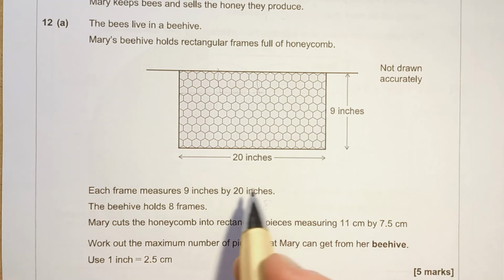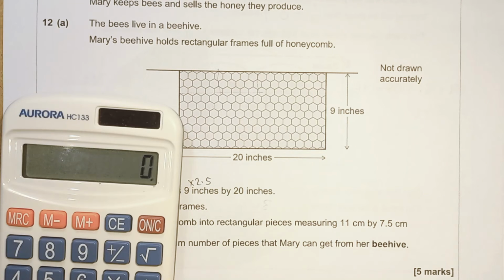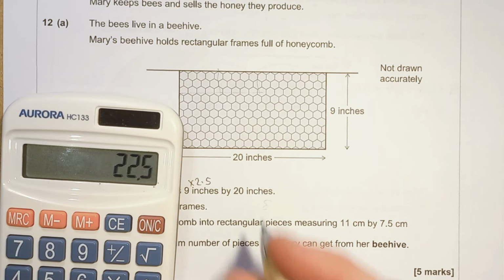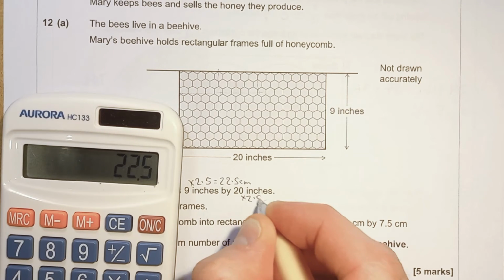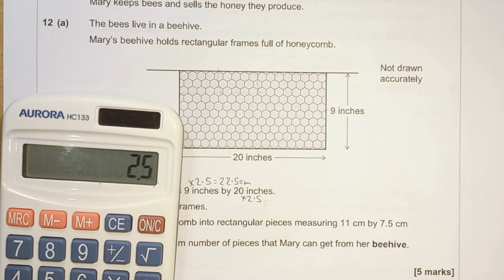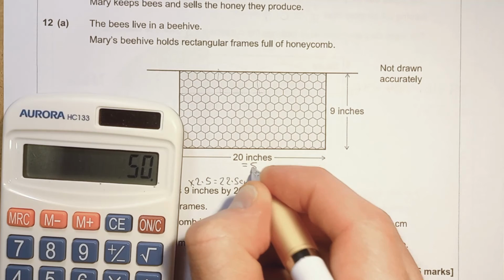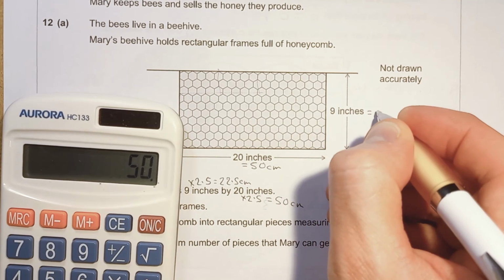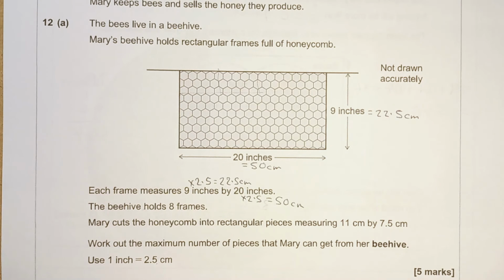So if instead of 9 inches by 20 inches, we want to go from inches to centimetres, we've got to multiply by 2.5. So 9 times 2.5 gives us 22.5 centimetres, and 20 times 2.5 gives us 50 centimetres. So we can write that on here. That's 50 centimetres, and that's 22.5 centimetres. Now Mary cuts the honeycomb into rectangular pieces measuring 11 centimetres by 7.5 centimetres.